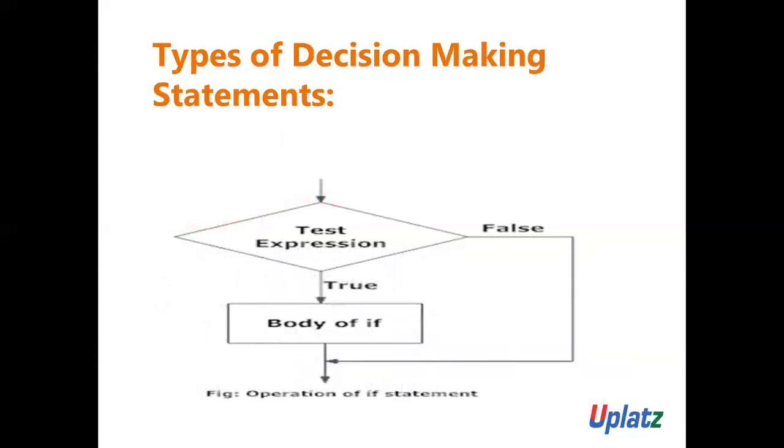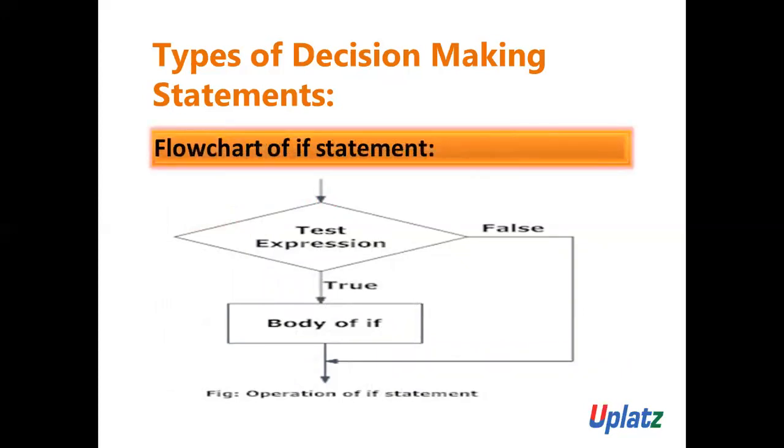Before that, let me show you the flow chart of this. It's a flow chart of the if statement. See here how the flow of the if statement is going to happen. First is a test expression, which is nothing but the condition you want to check. If that condition is true, then the body of the if statement is going to be executed. But if the test expression is evaluated to be false, then nothing is going to happen. Got it?